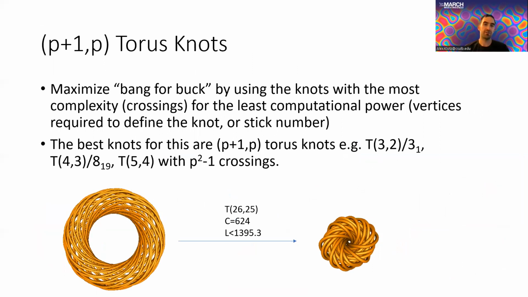And that type of knot is what I call a symmetric torus knot, where the rope wraps around a bagel p times in one direction and p plus 1 times in the other direction, having a crossing number of p squared minus 1. So the trefoil is an example, but this here is a 26-25 torus knot, which has 624 crossings. We showed it had a rope length of less than 1396.